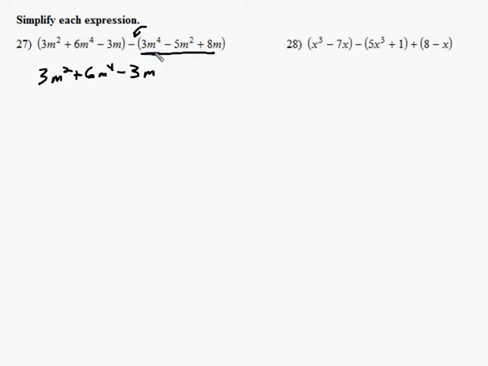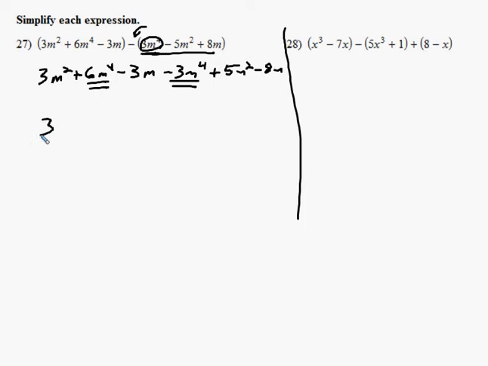So this first term is positive. We're going to make it negative. So minus 3m to the 4th. The second one is negative, so the opposite is positive, 5m squared. And then negative or minus 8m. And now we're going to look for like terms. I actually look for the highest variable first, the highest degree first. So here we have to the 4th power. And so 6m to the 4th minus 3m to the 4th is 3m to the 4th. 6 minus 3 is 3. So when we add or subtract, we do not change the exponents.